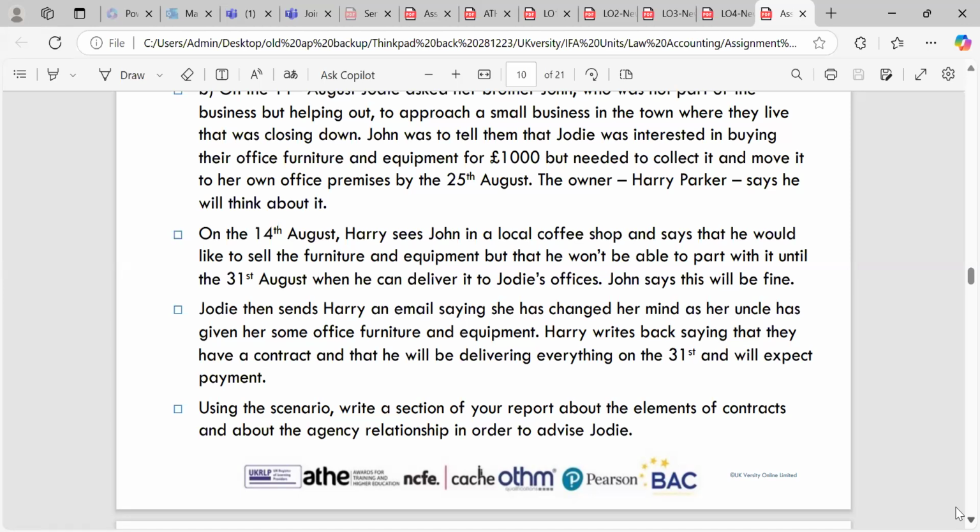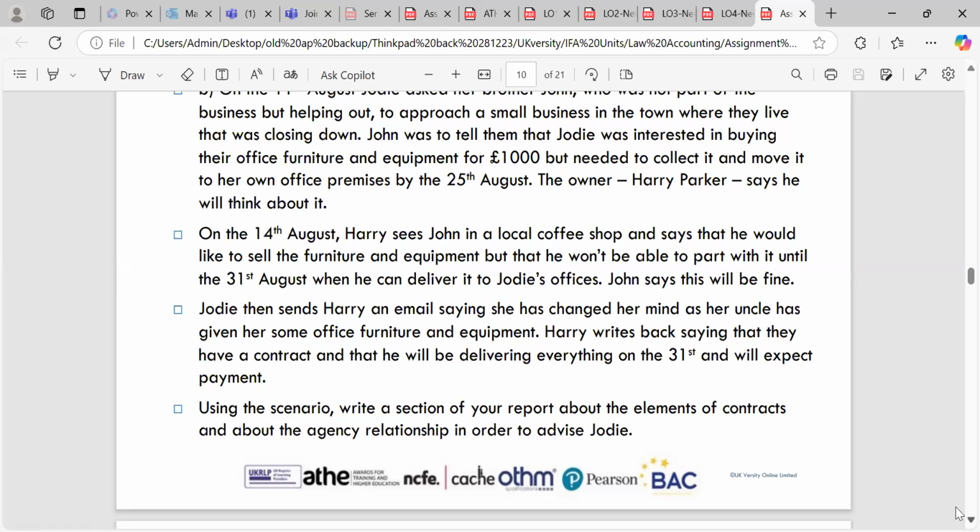So we're looking at the scenario in terms of the contract. Is it a contract or not? Jody then sent Harry an email saying she has changed her mind, as her uncle has given her some office furniture and equipment. Harry writes back saying they have a contract. They will be delivering everything on 31st and expect payment.